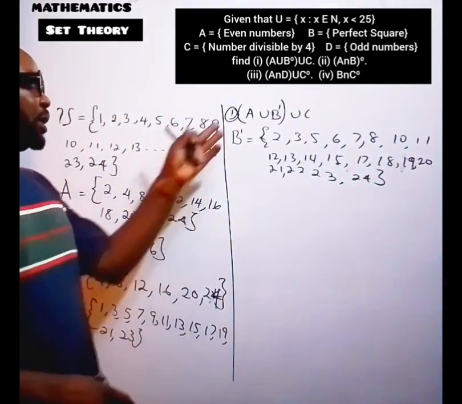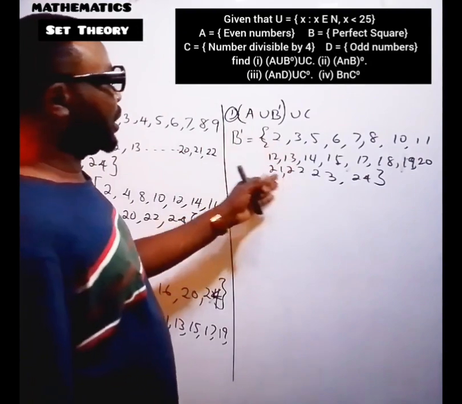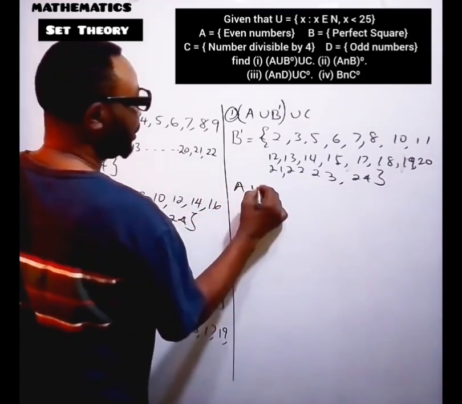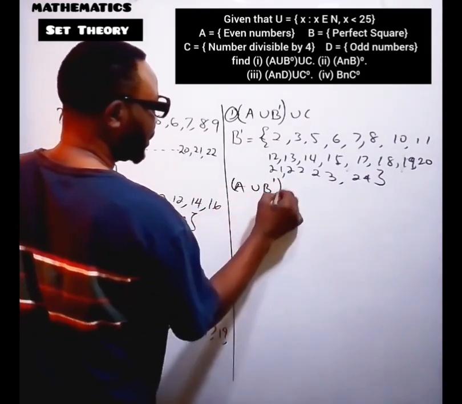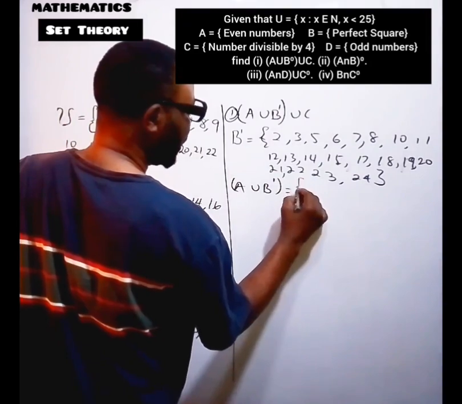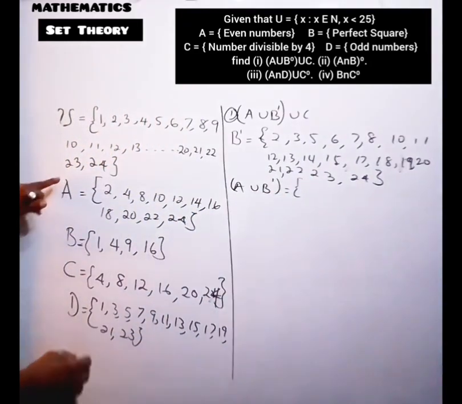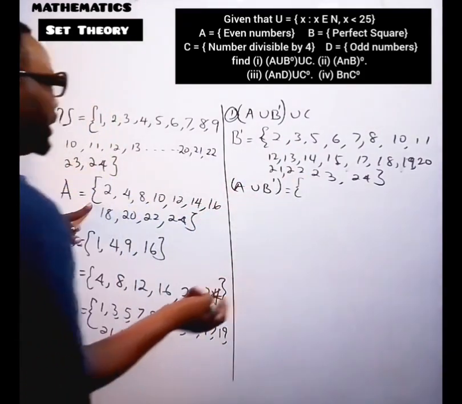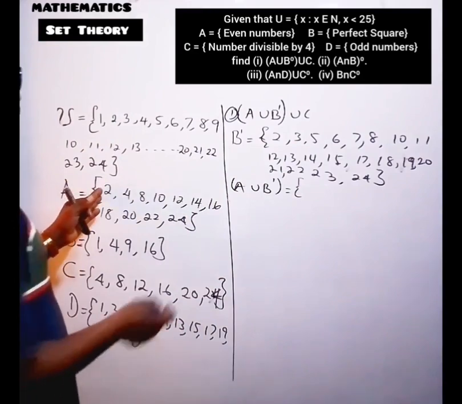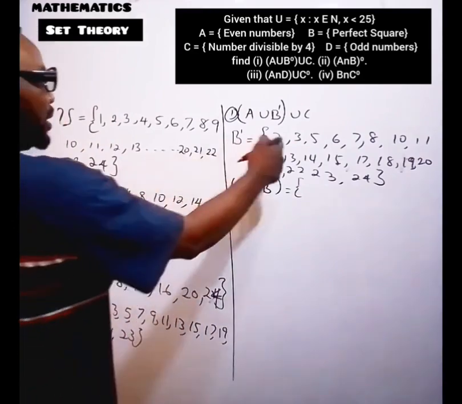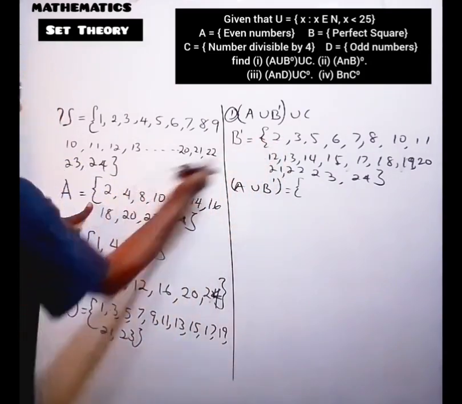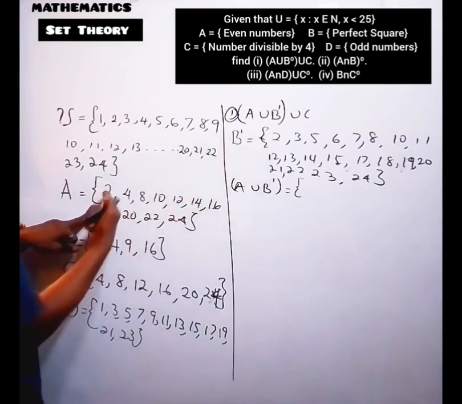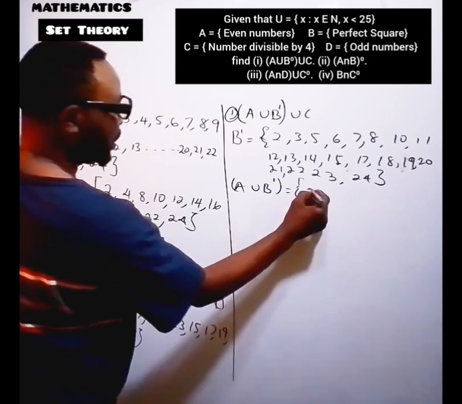Now, we have been able to get the value of our B complement. Let's now relate it with our A and find the value of A union B complement. I think we are going to write everything out. You can see that there is no 1 in the two of them. This is the value of A, this is B complement. There's no 1 in the two of them, so this will start from 2.